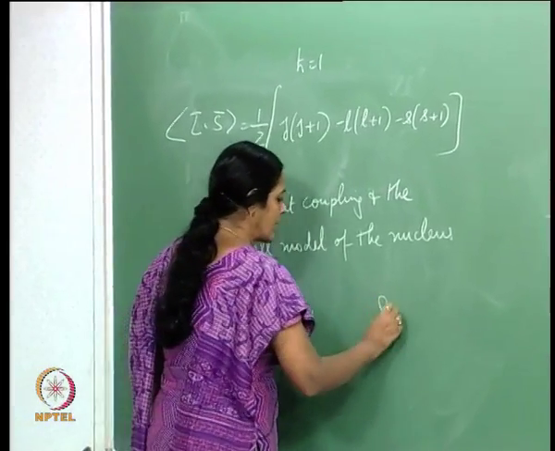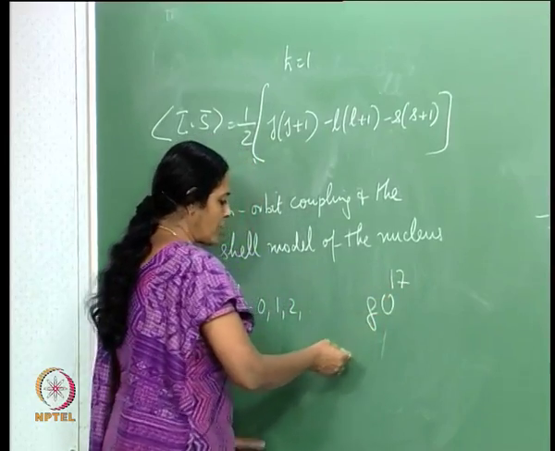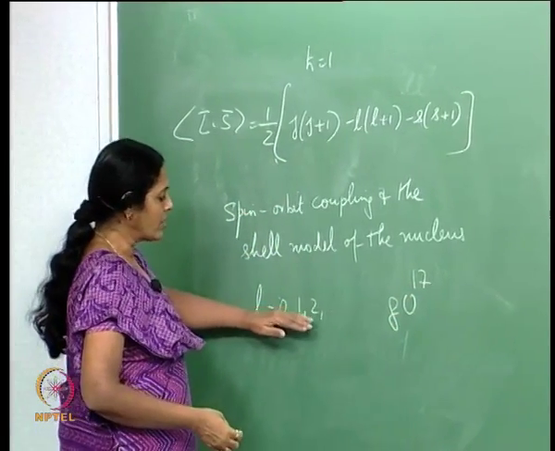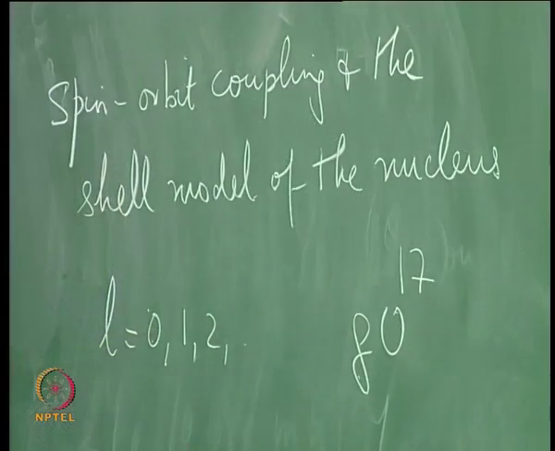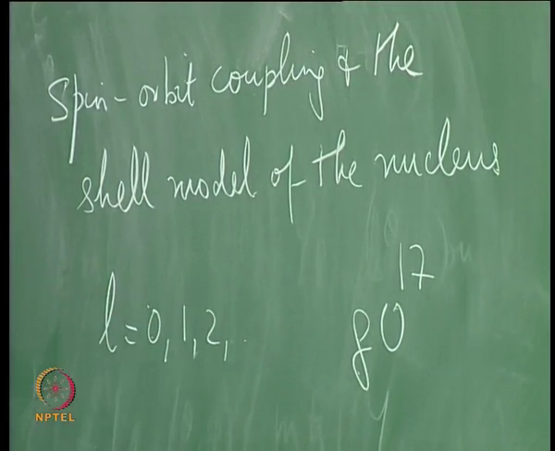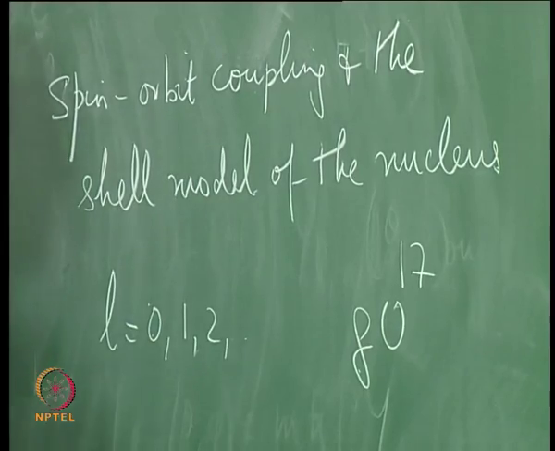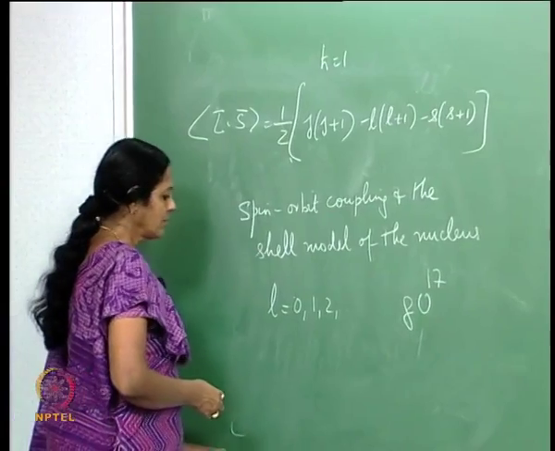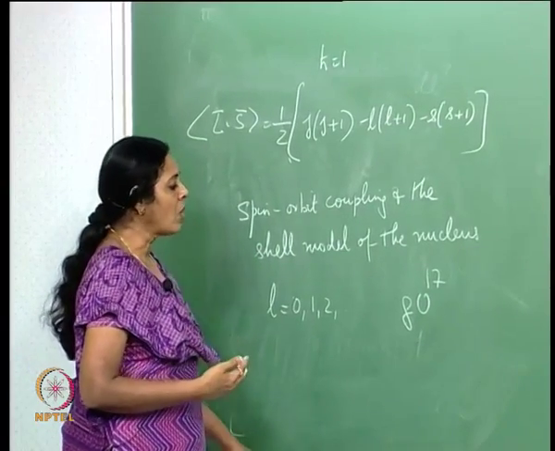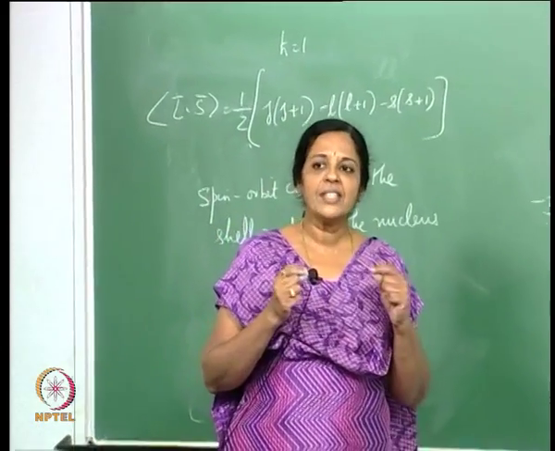For instance, if you take the nucleus oxygen-17, you fill up these protons in the L equal to 0 state, 1 state, 2 state, and so on. For that, you have to find out how many protons can occupy the various levels, the various shells. So, we will do a simple calculation to see that. Similarly, fill up the neutrons and see if you can account for the fact that certain nuclei are very stable.